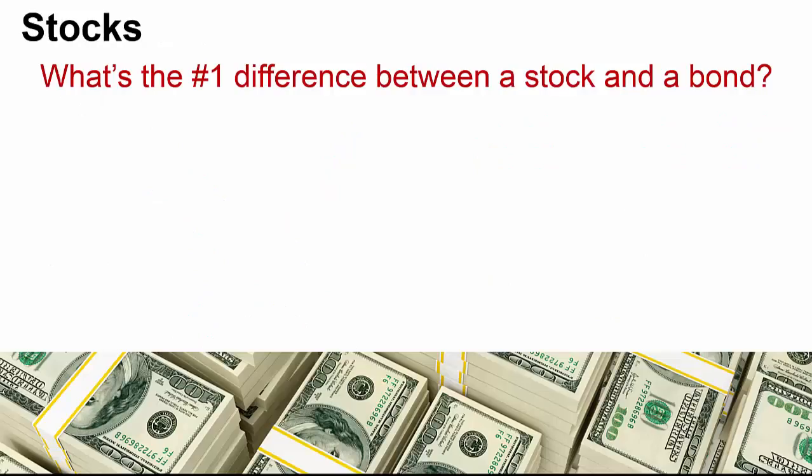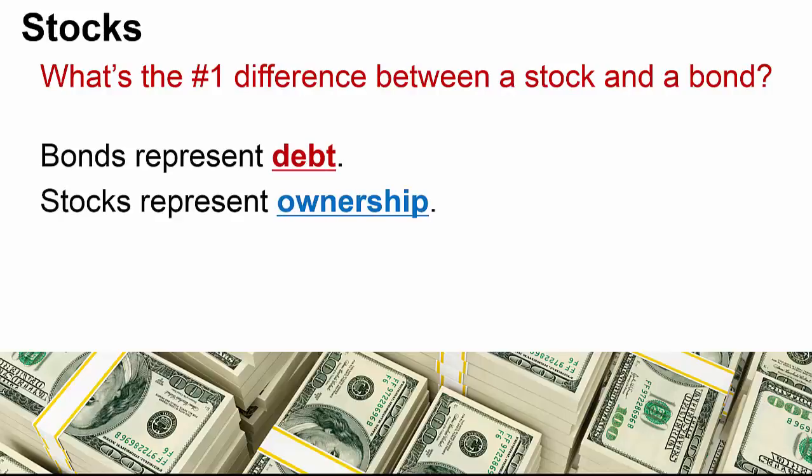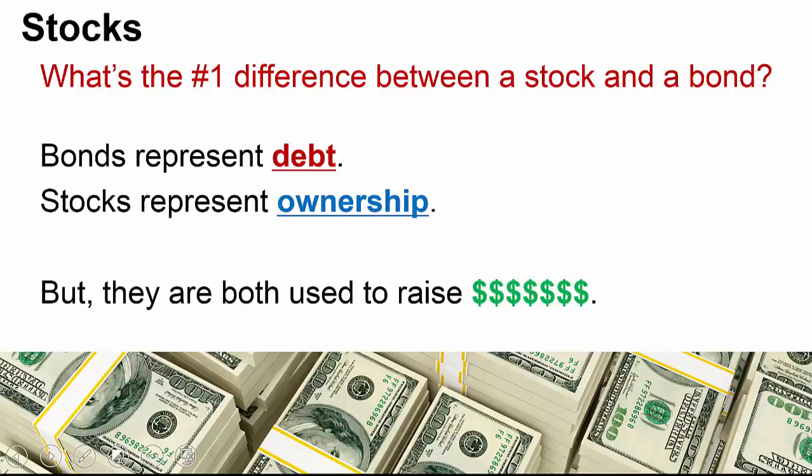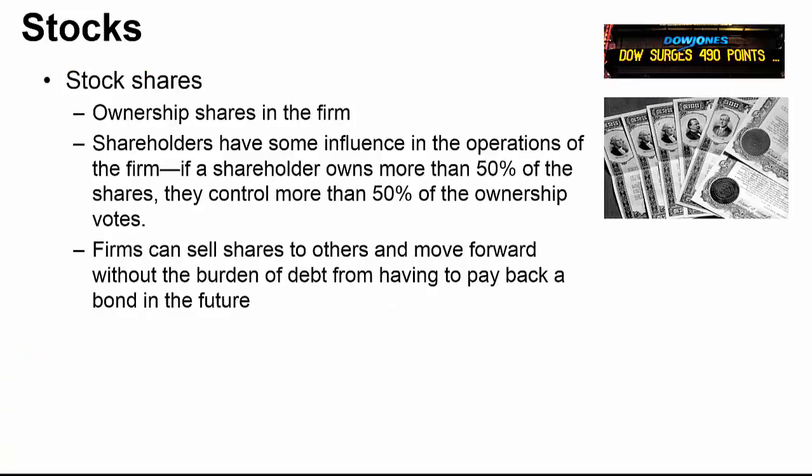Okay. Now we're going to talk about stocks. The big difference between a stock and a bond is that bonds represent debt, stocks represent ownership. Now stocks are still used as a means of financing businesses. Okay? They're both used to raise money. Just the big difference is one involves ownership of the company. Bonds represent debt. So stock shares are ownership shares in a firm. So if you own Apple stock, for example, that means you are a part owner of the Apple Corporation. All right?